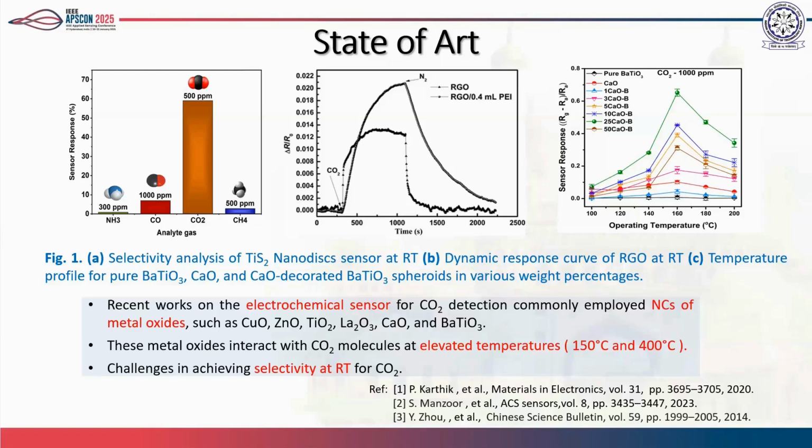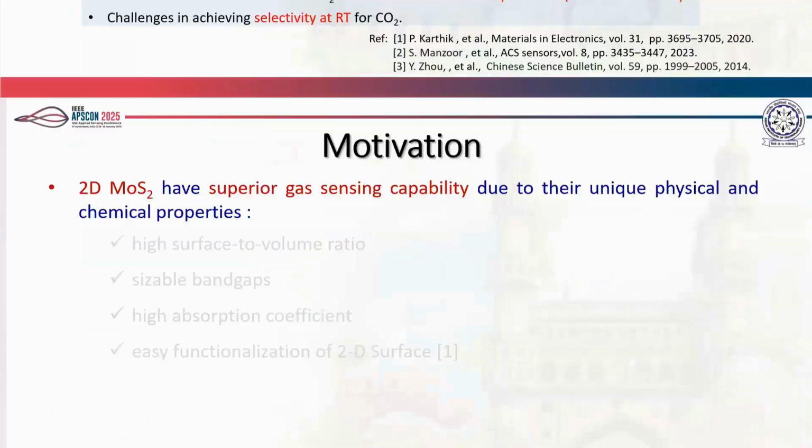In figure B, we can see that there is a very low response, 0.0018, for RGO or RGO PI based nanocomposite. So these are the challenges we are facing in CO2 sensing. In figure C, we can see that the response improves with temperature, but is not quite good. So these are the challenges faced by CO2 sensing development.